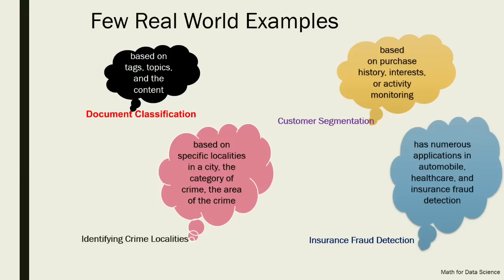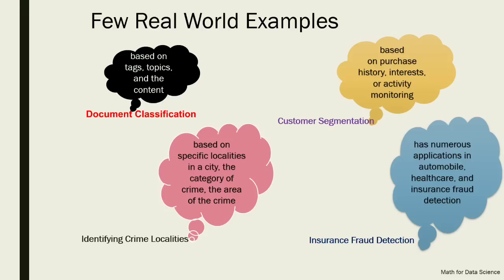Now, if I discuss the real world problems or use cases of k-means, there are many. I have just jotted down a few. Firstly, document classification. You can classify on the basis of tags, topics or content. For example, there are two books, one is some spiritual book and one is some cartoon book. Just by the type of words printed in the book, you can categorize the book. So k is equal to 2 based on the feature.